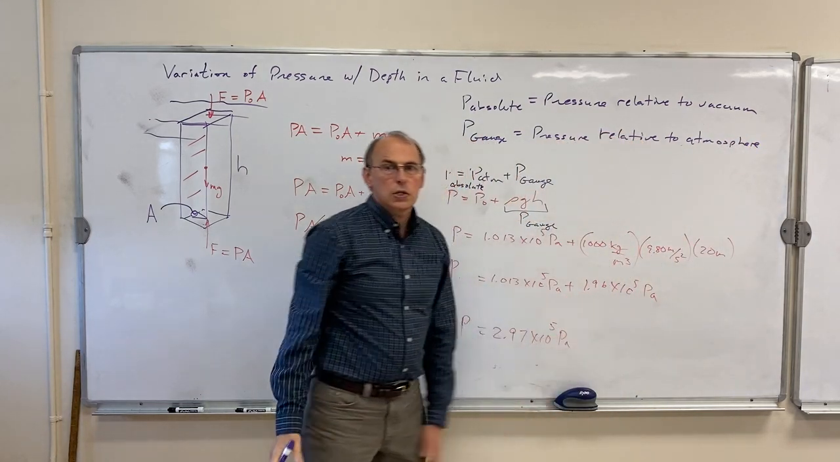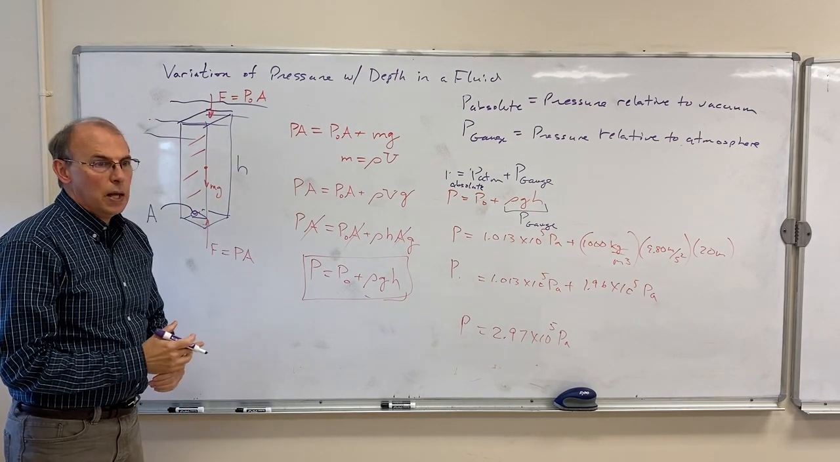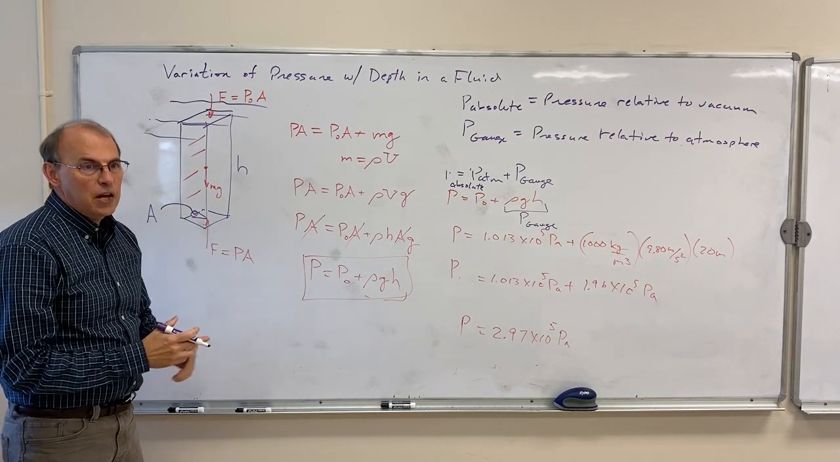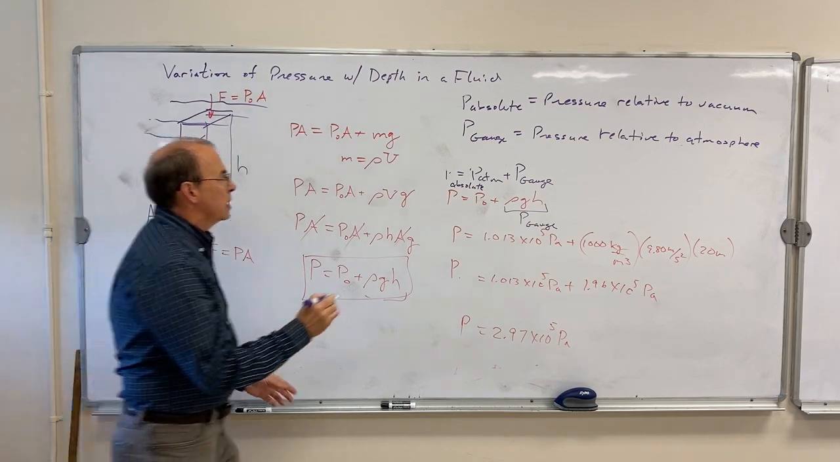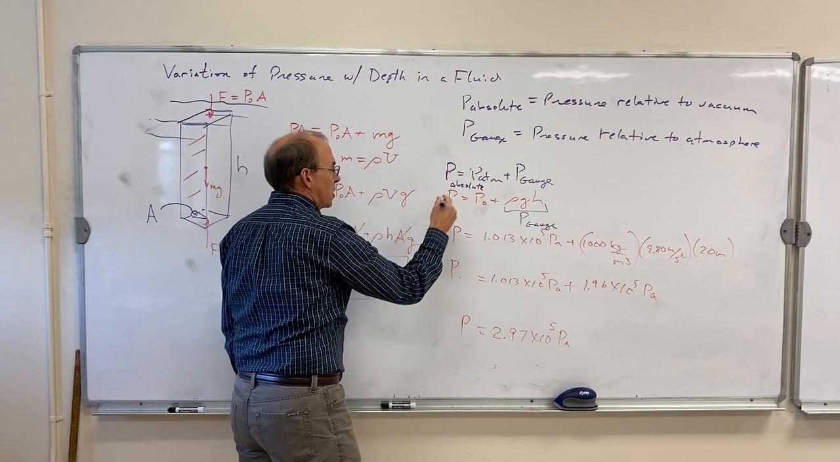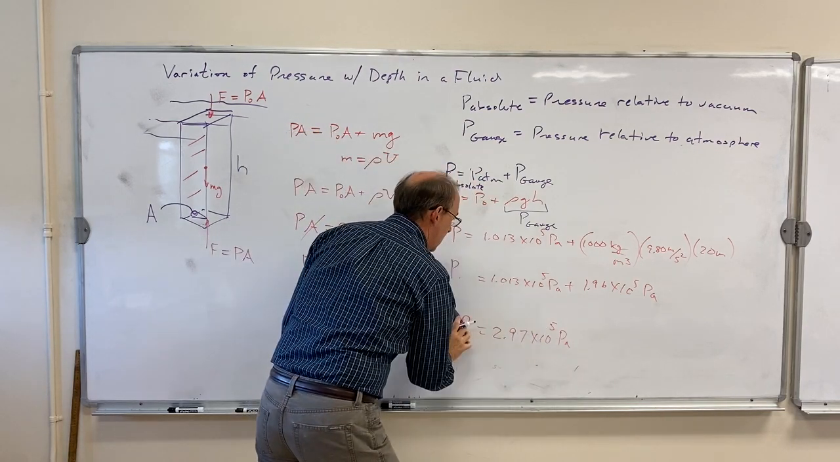And which one you need just depends on what you're doing. Often in scientific experiments, you need to know absolute pressure. Often in everyday life, you need to know gauge pressure. And to relate the two, you add atmospheric pressure plus gauge pressure gives you absolute. All right.